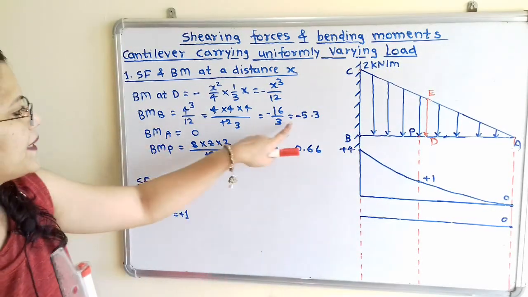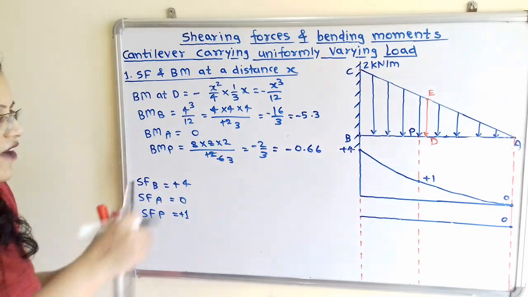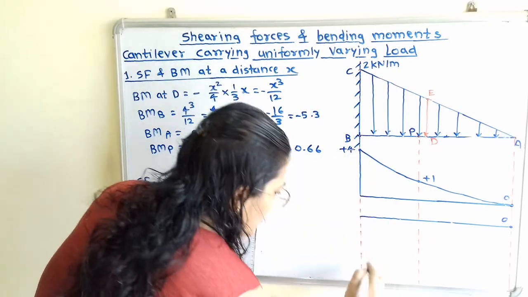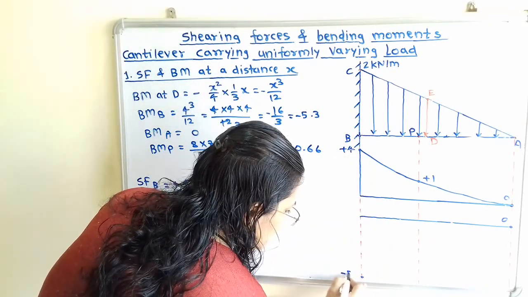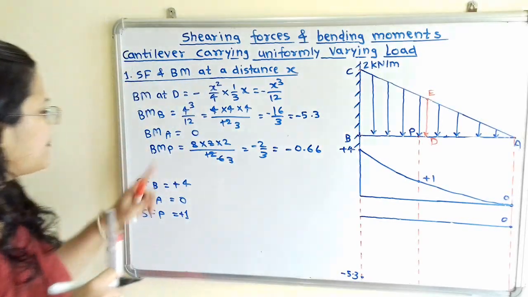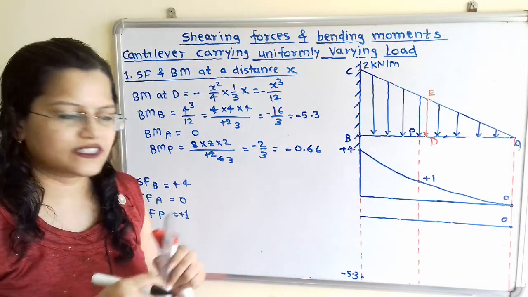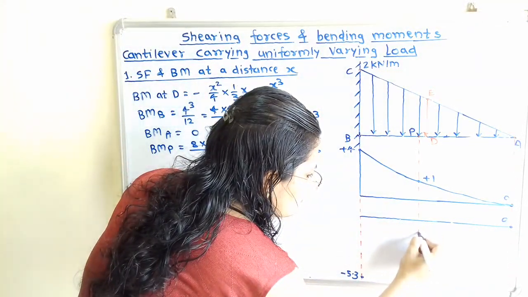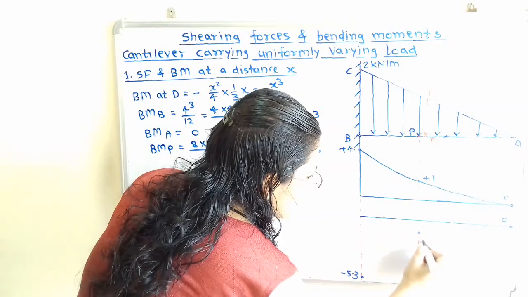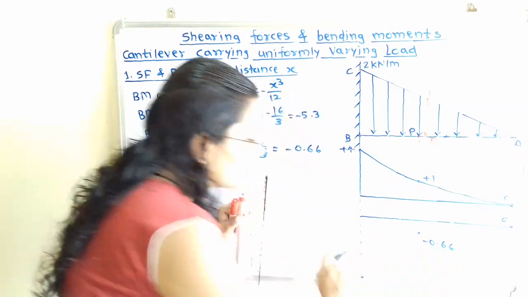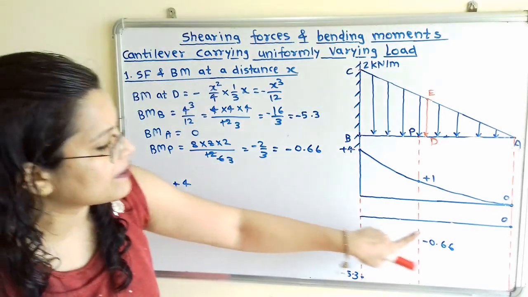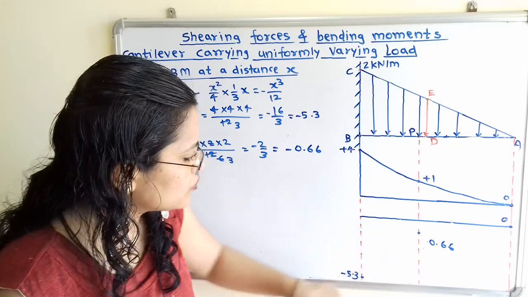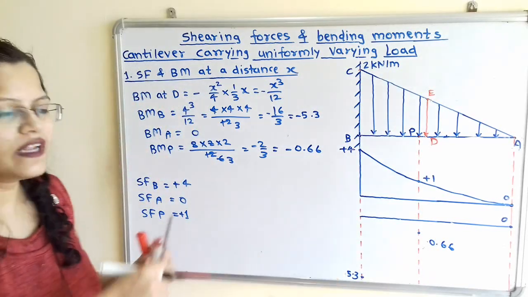So here we will plot the value. At B it is minus 5.3, and here this distance is plus 4, so I have to plot minus 5.3. And at P it is minus 0.66, which is nearer to 0, so I have to show here minus 0.66. There is no need to show the negative sign because we show these values in the downward direction. Now we will connect this.